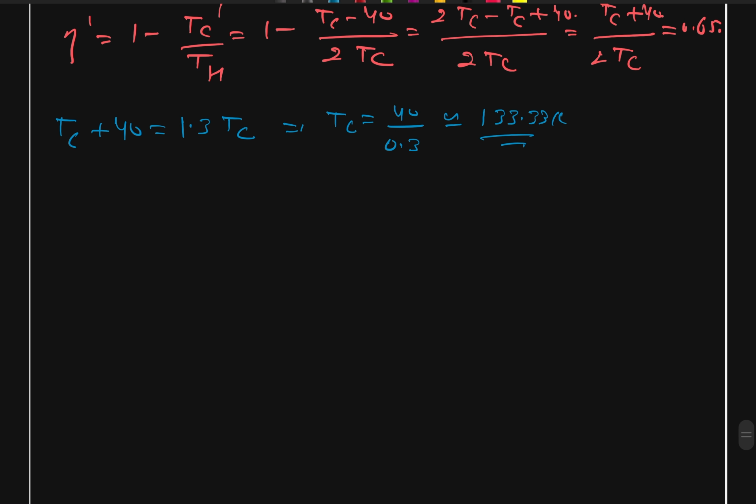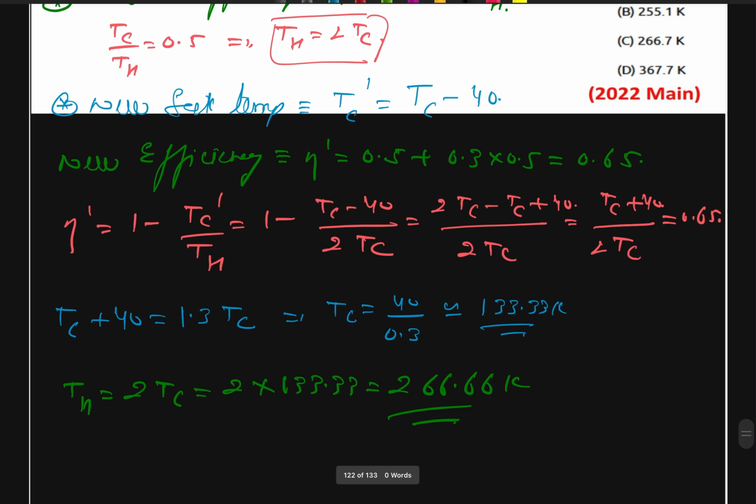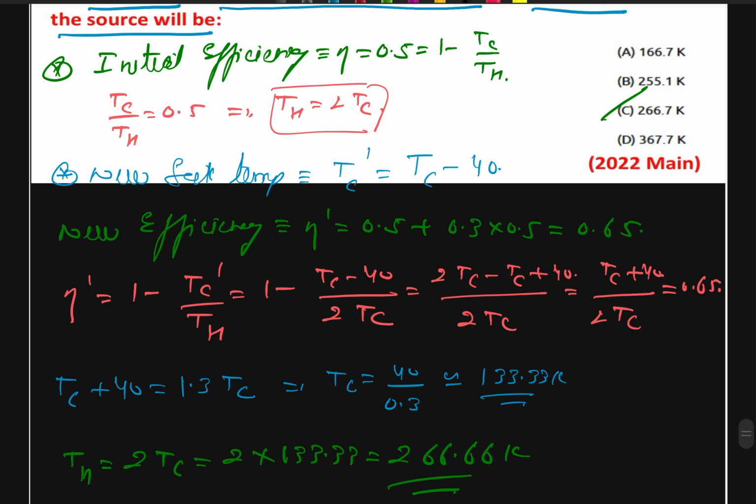We have to find out the temperature of the source. So we get our TH is equal to twice Tc, which comes twice of 133.33, equal to 266.66 Kelvin. So we get this as option C is correct.